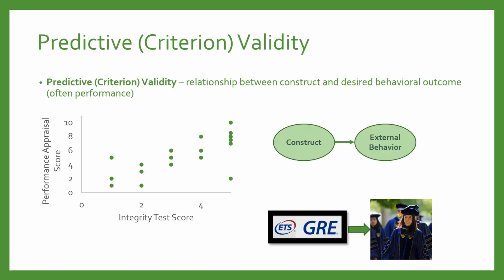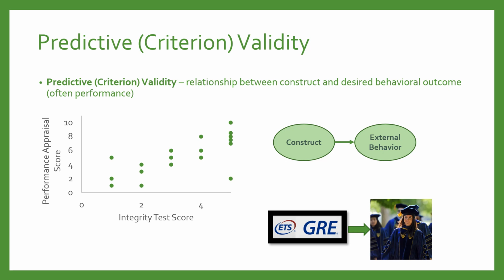Predictive validity or criterion validity is all about looking at the relationship between constructs and desired behavioral outcomes. So looking at those relationships between variables. This is a really big deal in industrial organizational psychology, especially when it comes to employee selection, because to survive a legal challenge, you have to be able to prove that whatever tests you're using to select employees are actually predictors of performance on the job.